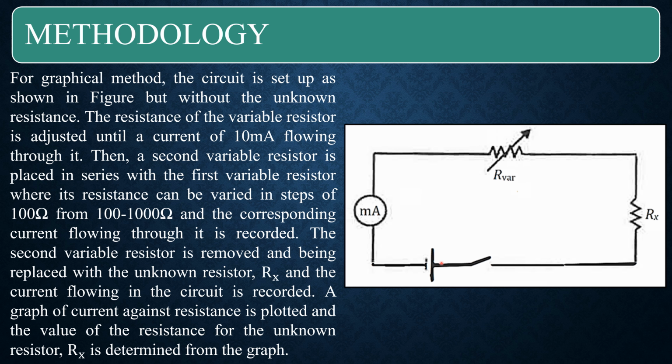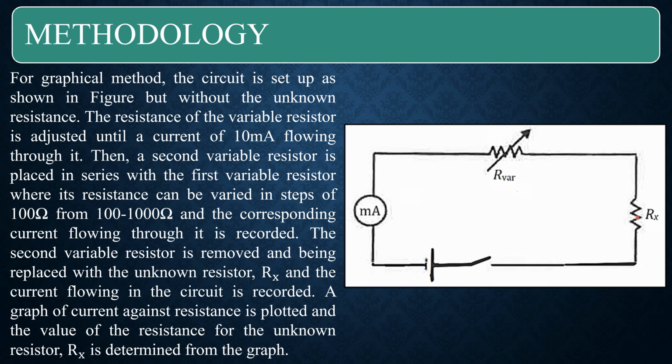So as you can see from the diagram here, the circuit is made up of a 6 volt battery, a milliammeter, a variable resistor, and also an unknown resistor Rx. So at first, we need to fix the current to 10 milliampere by adjusting the variable resistor. Then, we need to add another variable resistor which is placed in series with the first variable resistor, and the resistance for the second variable resistor can be varied in steps of 100 ohm from 100 ohm to 1000 ohm, and the corresponding current recorded by the milliammeter will be recorded in a table.